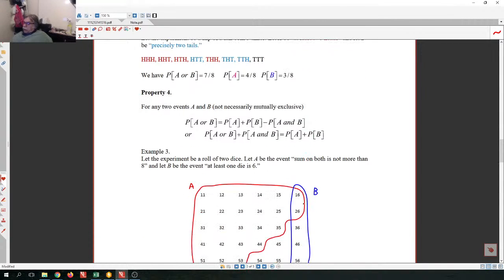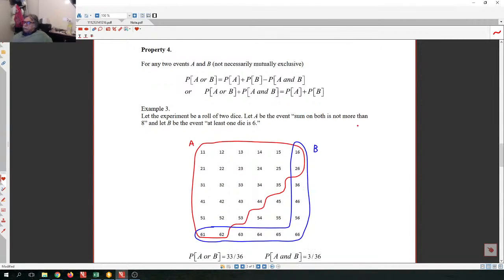Now, if you're talking about sets, or events, that are not necessarily mutually exclusive, they might have some overlaps. Then we have a different property. That property says the probability of A or B must be the same as the probability of A plus the probability of B minus the probability of A and B.